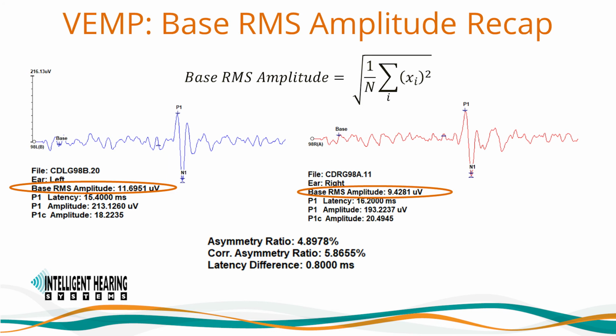The base RMS amplitude is the average root mean square of the data contained in the base activity region, calculated using the equation shown here, where n is equal to the number of data points contained in the base activity region, and xi is a data point value contained in the base activity region. The base RMS is used for calculating the corrected P1 amplitude.